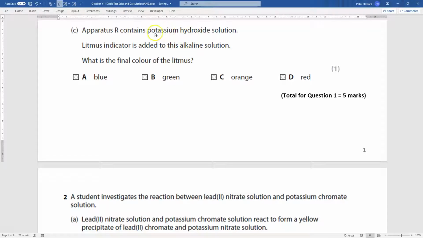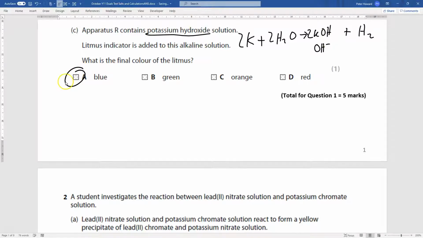Sodium or potassium hydroxide, we know that's an alkaline solution. You may remember if we react potassium with water, we form potassium hydroxide and hydrogen gas. And the solution is alkaline. And why is that? Because it forms OH- ions in solution. So if it's an alkaline solution, it will be blue.